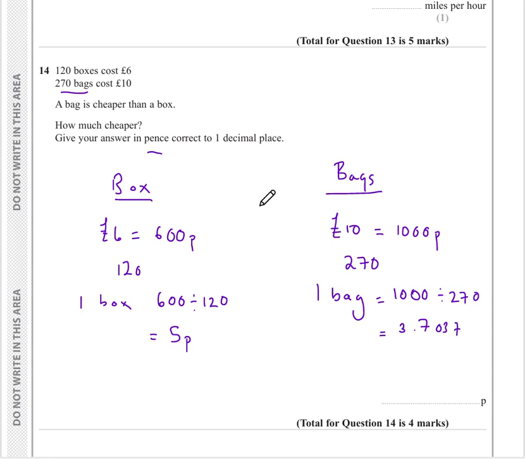It says to give your answer correct to 1 decimal place, so that's going to be 3.7 for 1 decimal place. We want to work out how much cheaper, so let's work out the difference between those two. It's going to give me 1.3 to 1 decimal place.